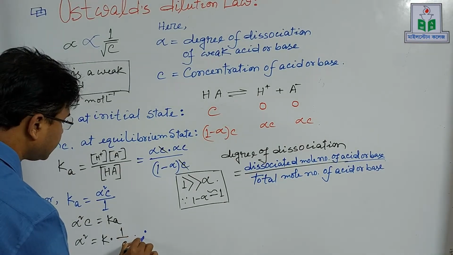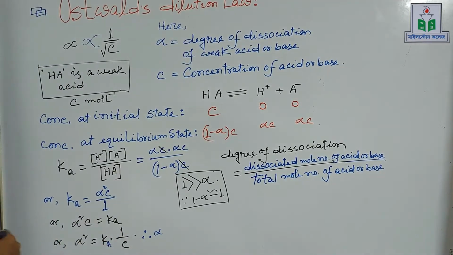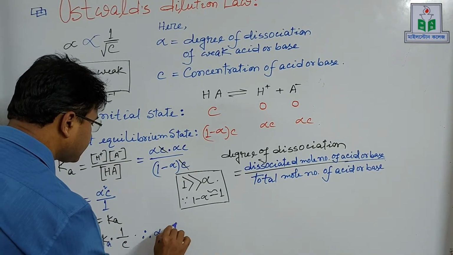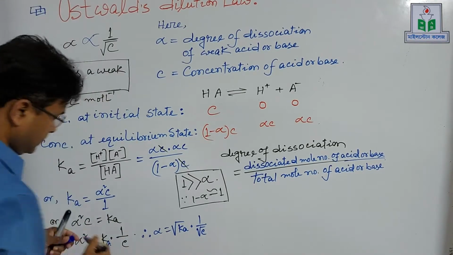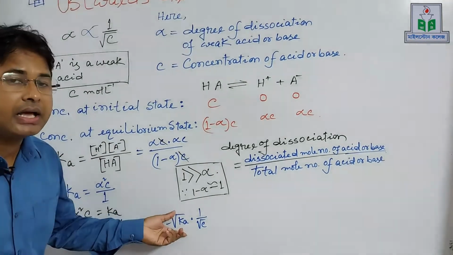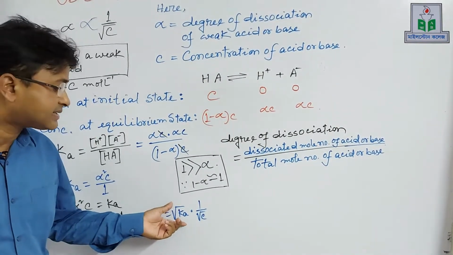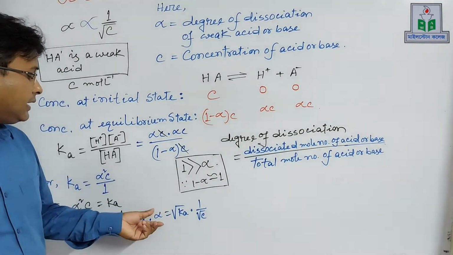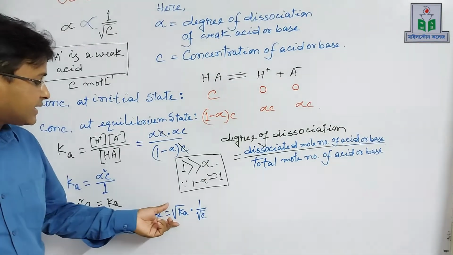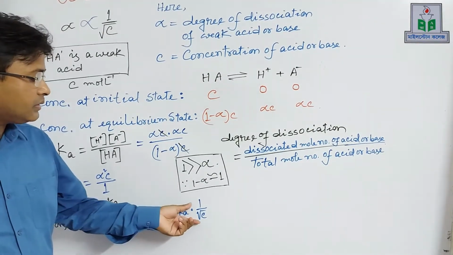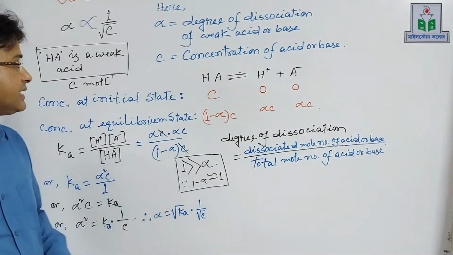So I can write here alpha is equal to root over Ka by root over C. As Ka is a constant term, I can use the proportional sign. So I can say here alpha, the degree of dissociation of weak acid, is inversely proportional to the square root of the concentration of this acid.